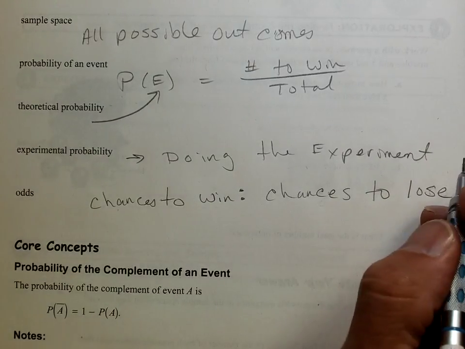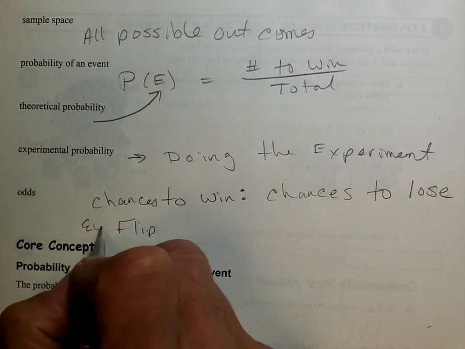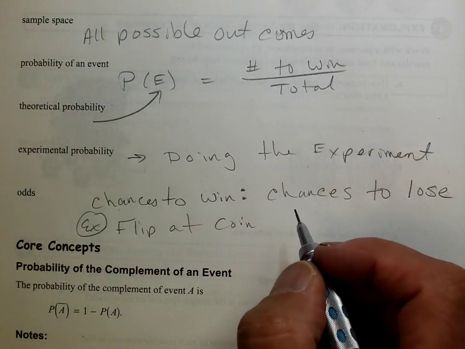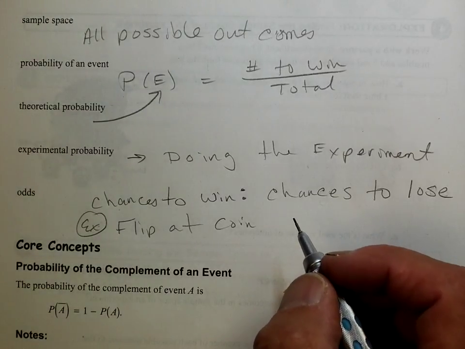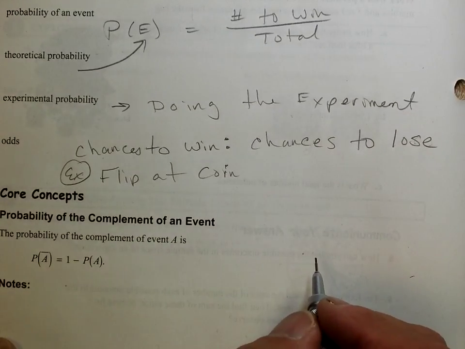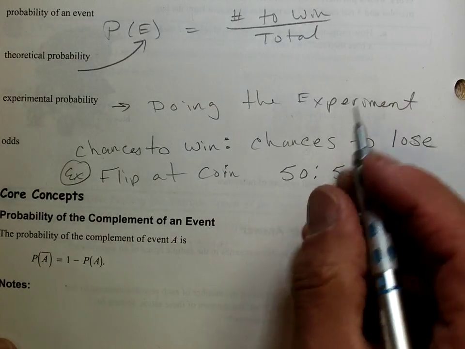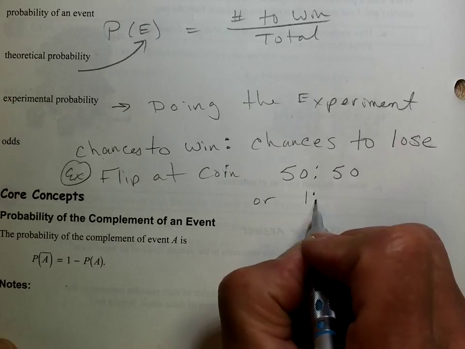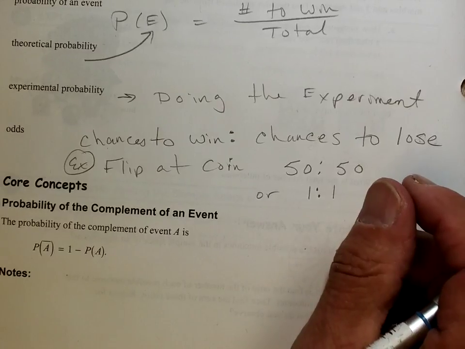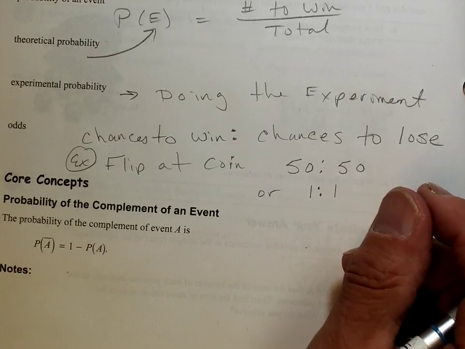So let's write this down. To flip a coin, write this example down. To flip a coin, it's 50-50. Have you ever heard that 50-50, right? A coin. To flip a coin, it's 50-50. Or it's 1 to 1. Now there are 2 possibilities, right? There's a heads and a tails. But you've got 1 chance of winning and 1 chance of losing. Do you see the difference?